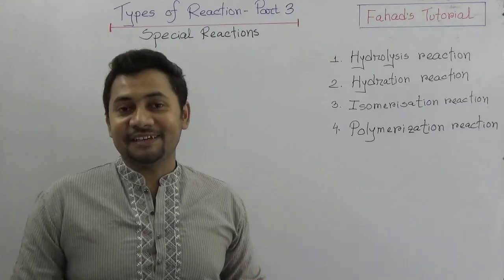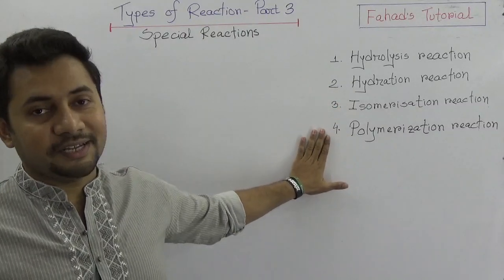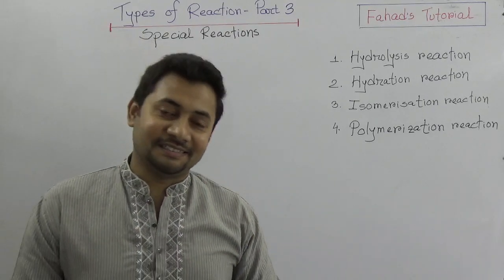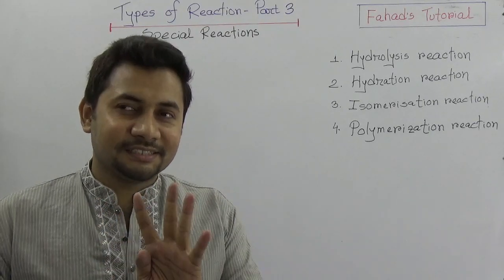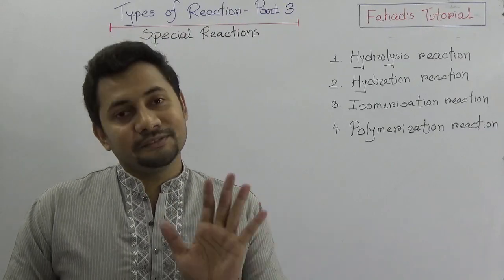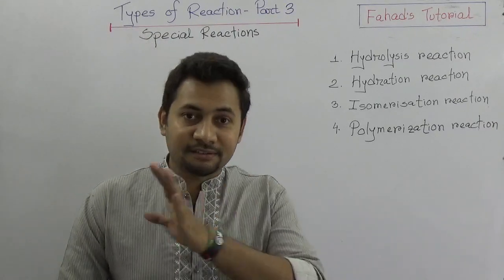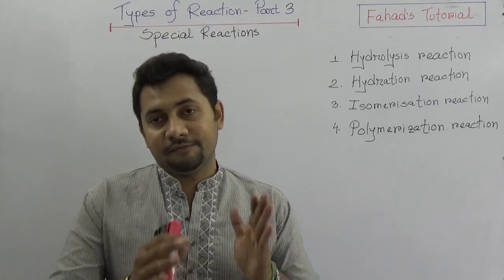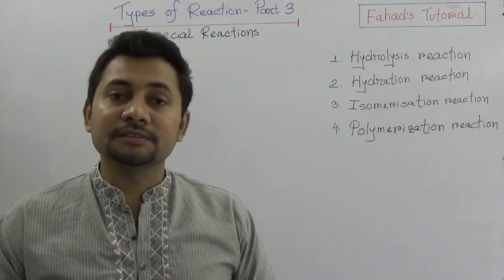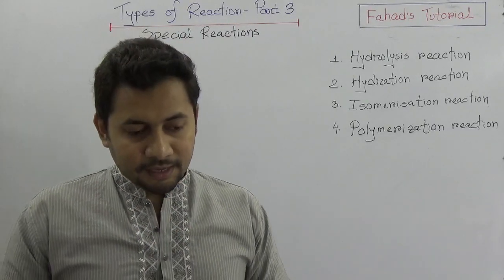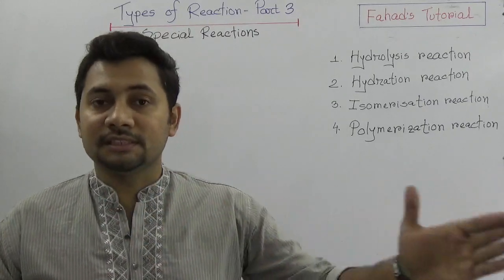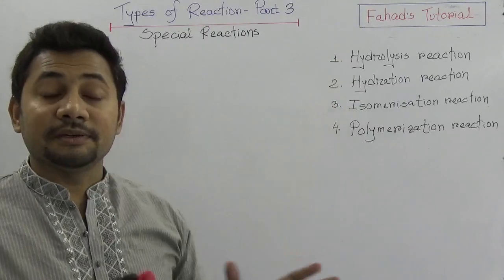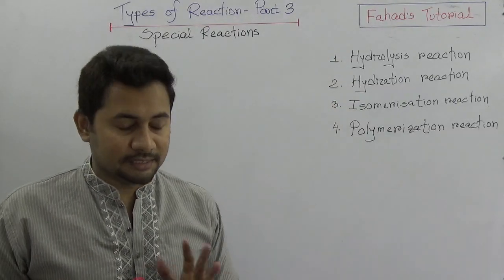In this tutorial I will be explaining 4 types of reactions which are in your books. In previous part 2 and part 1 classes I explained 6 or 7 types of reactions. If you have seen them, you understand that there is a sequence, as I'm uploading classes based on the books, and of course students are watching these videos based on their demand. I am trying my level best to follow the synchronizations. In this video, hydrolysis, hydration, isomerization and polymerization reactions will be discussed.